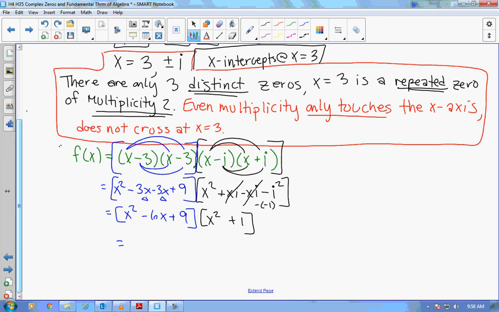Now, if this has 3 terms, and we're multiplying by something that has 2 terms, how many terms should you end up getting? 6 terms. So when you go through and distribute, make sure you get 6 terms, and then there'll be some that will combine. So if you get less than 6, then you've missed something. Also, we've already discussed how there were 4 x's, so you should end up getting an x to the 4th power.